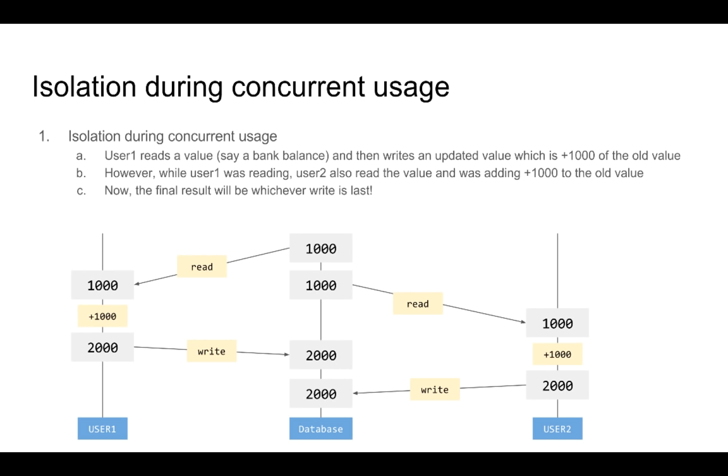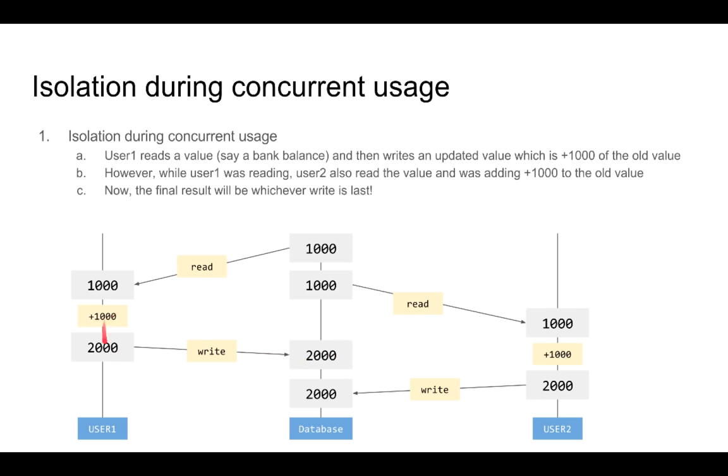Let's look at another example, a slightly more complex example. Let's say we have a database which contains a table which contains a value, let's say a bank balance, right? So we have a 1,000 rupee bank balance to start with. Now let's say somebody is going to update this bank balance. Let's say somebody is adding 1,000 rupees to our bank account. So user 1 is reading the value 1,000, is adding 1,000 to it, and is writing the new value. So the new value 2,000 gets written.